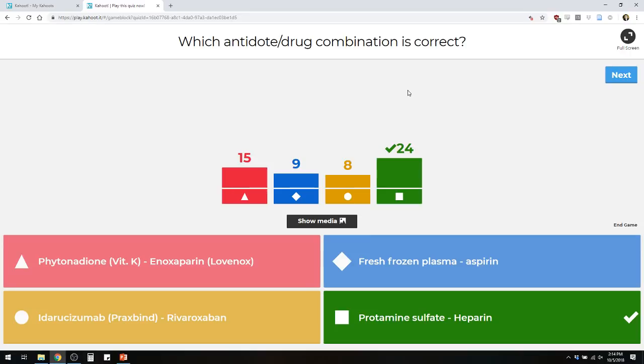But then with heparin, you can actually use protamine sulfate, and that actually will reverse the effects. So it actually binds up the heparin and prevents it from interacting with antithrombin 3 anymore. Now, I didn't really get into it, but protamine could be a partial reversal for enoxaparin, but don't really worry about that so much. Just know protamine is a reversal for heparin, okay? All right.